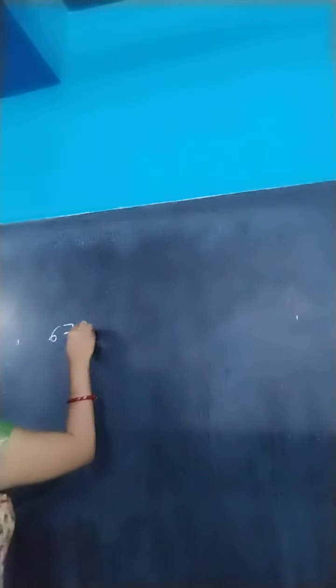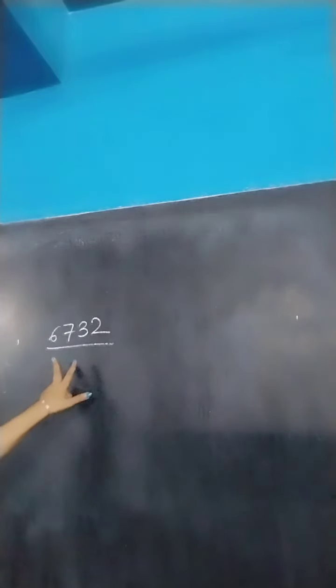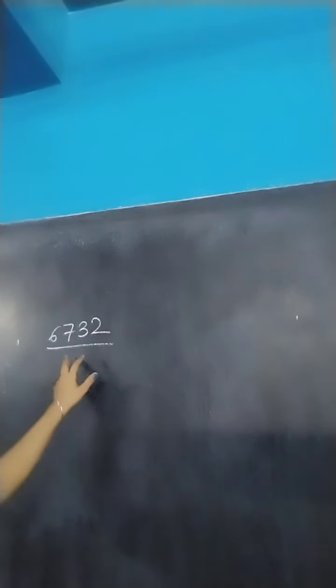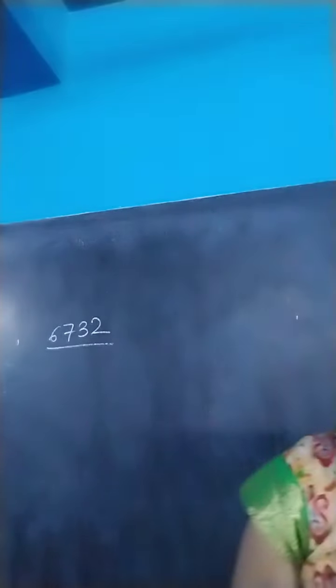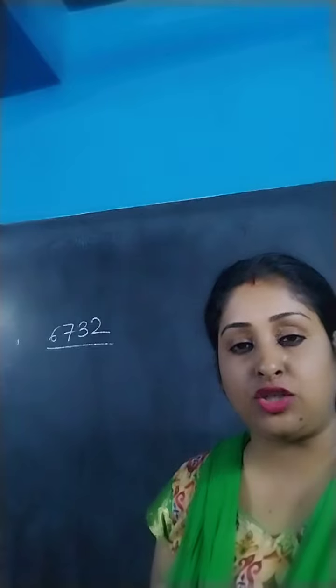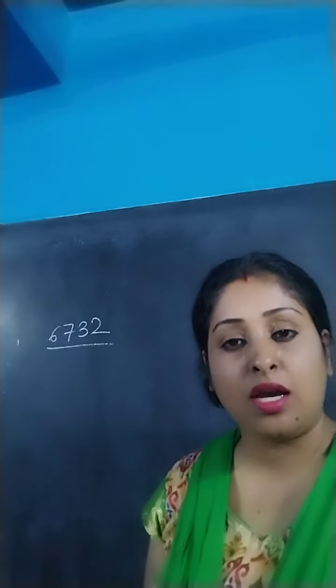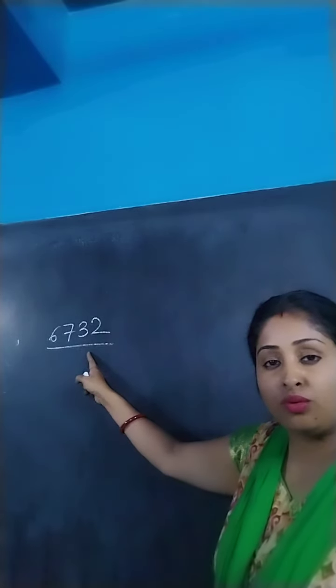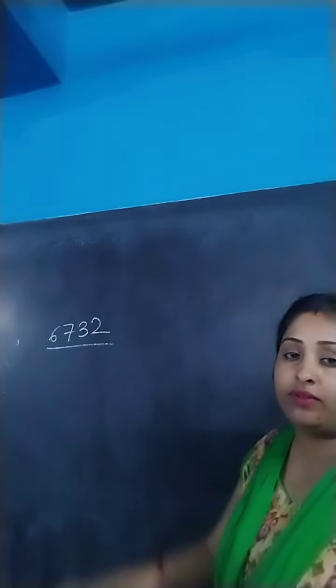The sum of two numbers is given as 6732. When two numbers are added, we are getting 6732. But it is given that those two numbers are equal to each other. Then how will we find out the numbers? We will simply divide this 6732 by 2, and we will get each number. So let's divide this.